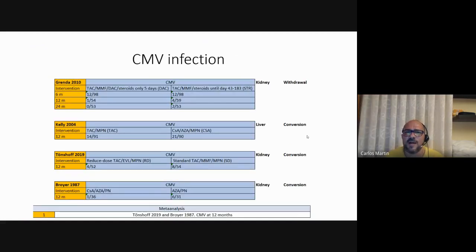In terms of cytomegalovirus infection, it's very well reported. Definitions are quite good and homogeneous. So probably here we can go ahead with the meta-analysis between Tonshoff and Breuer. Here the issue is one study is from 1987 and the other one is from the last year. So, well, I don't know if this will be a problem. Probably not, because Tonshoff has more or less the same rate as Breuer.